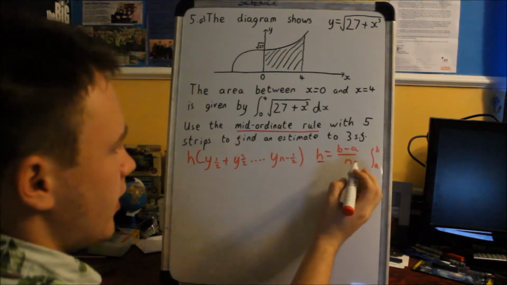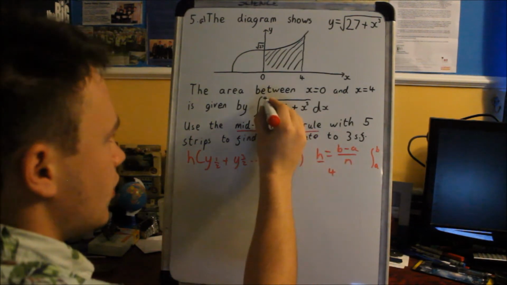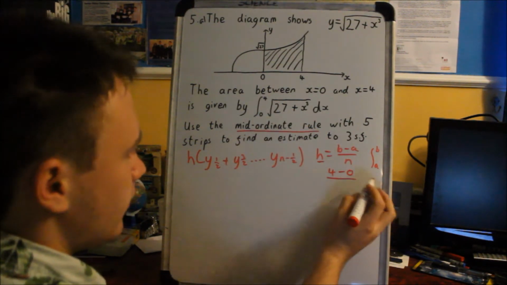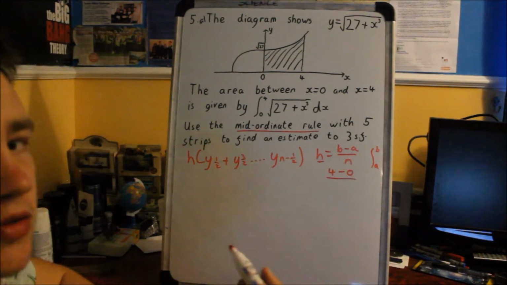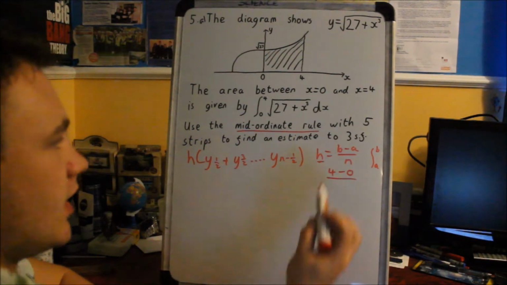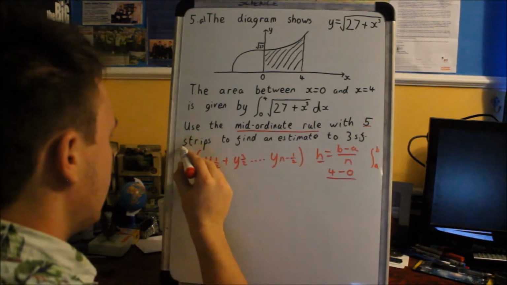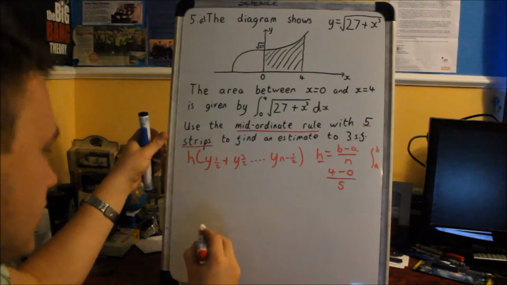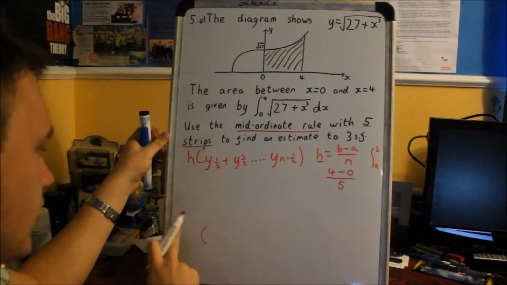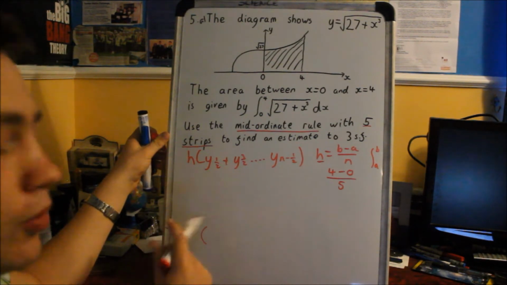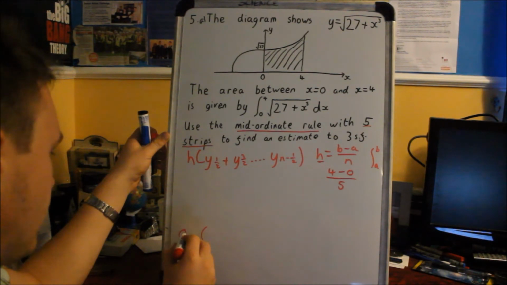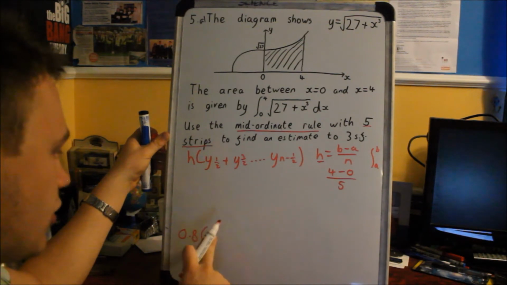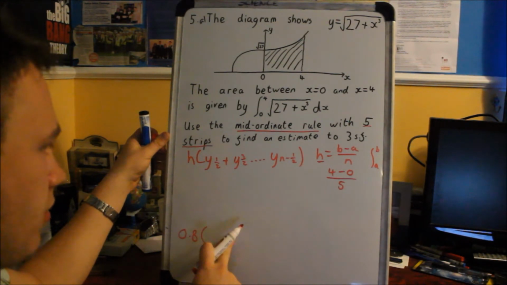So b minus a over n, in this case is 4, this top number, minus 0, I can do that in my head, over n, where n is the number of strips, not the number of ordinates, and it tells you in the question with 5 strips. So it's 4 over 5, and that will be your h right at the start of this final equation. You can either leave it as 4/5 or 0.8, I'm going to put it as 0.8, 4/5 would also work, it's equivalent.